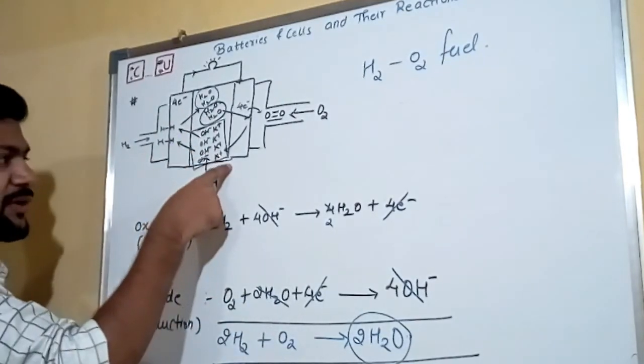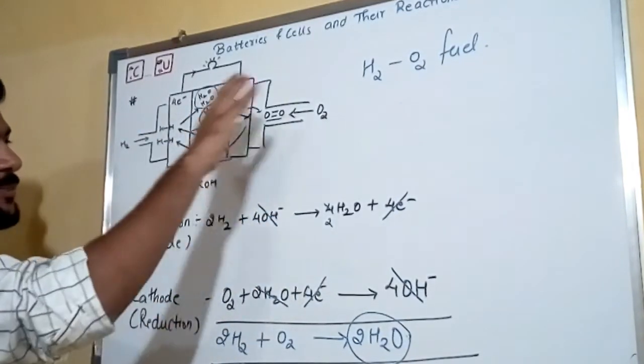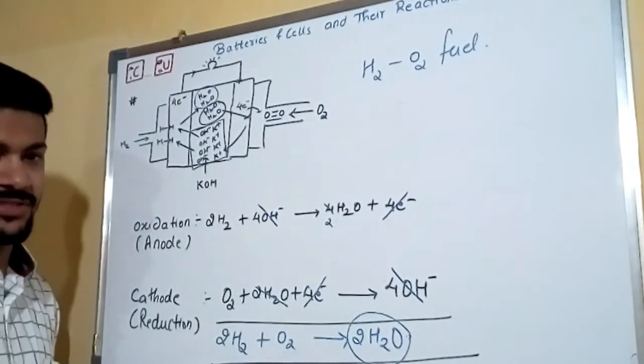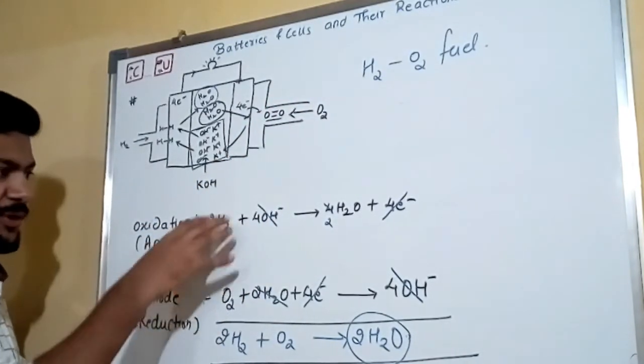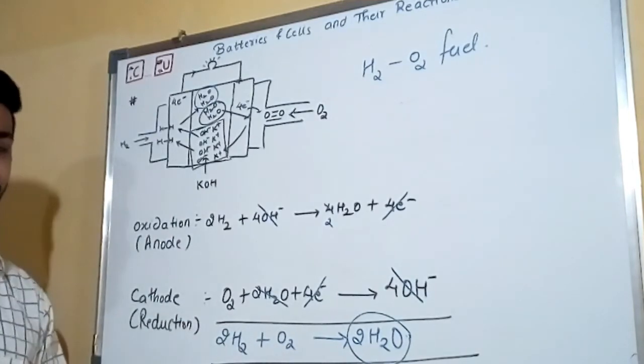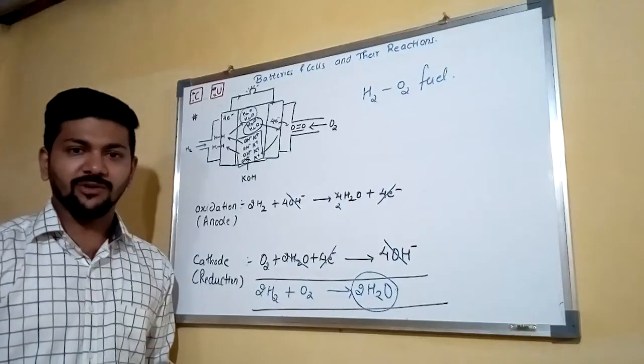The diagram that I have drawn over here is a rough diagram, just a schematic representation to simplify the reactions, and the reactions are only two. So if you remember all this stuff, you will definitely not face any problem in electrochemistry.